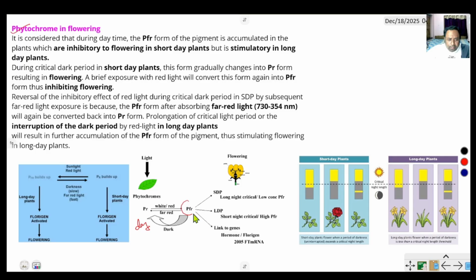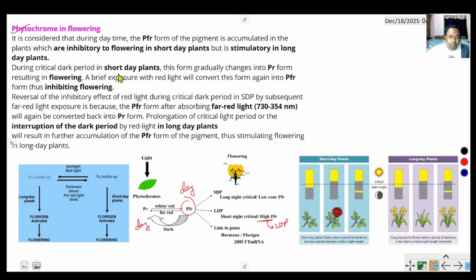During daytime, PFR accumulates in the plant. This high concentration of PFR present in the plant stimulates flowering in long day plants.